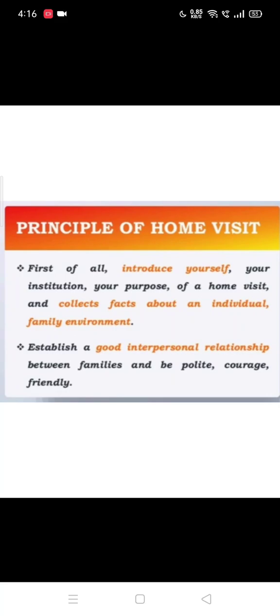The next principle. First of all, once you are going to do the home visit, you have to introduce yourself, your institution, meaning where you are coming from, and what your purpose of the home visit is, and collect all the facts about the individual and family environment. The next is establish a good interpersonal relationship. You should build a good interpersonal relationship between you and the family members. You need to be polite, courteous, and friendly with the family members.